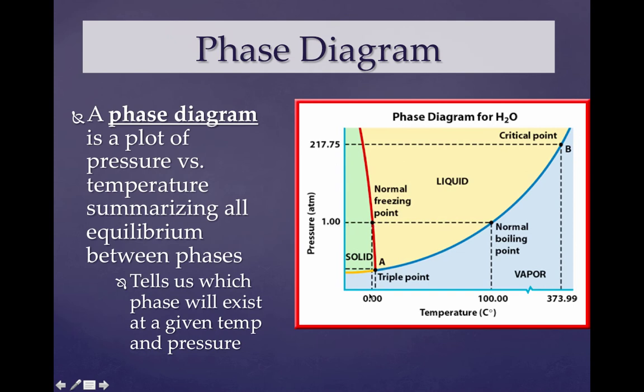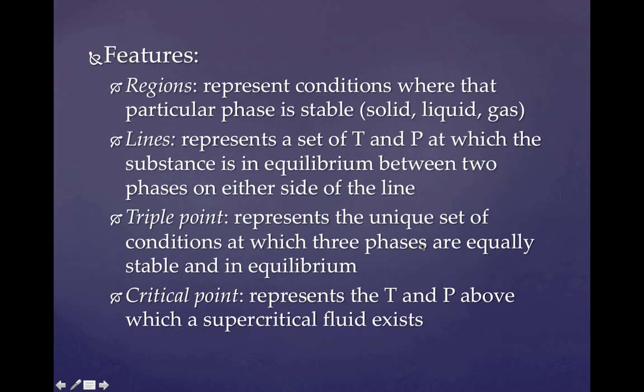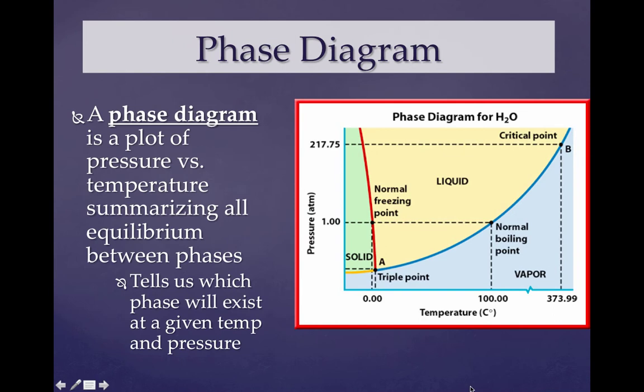And on this line, these lines here are where the phase change occurs. So if you want to find the normal freezing point, remember normal is one pressure, you would just find one atmosphere, find the point on the line, and then go down and find the temperature. So you're going to see regions that represent conditions where that substance is a solid, liquid, and gas. You're going to see lines which represent the phase changes.